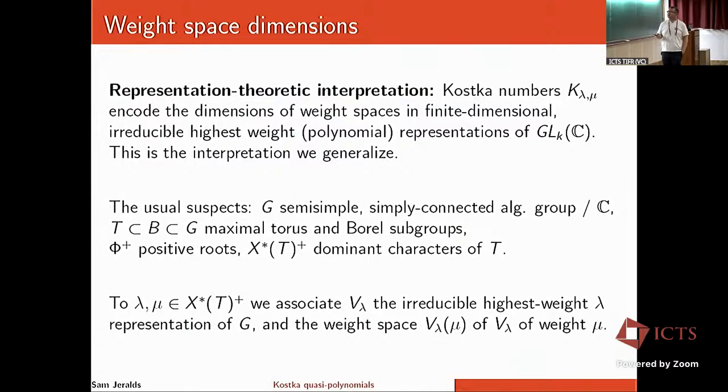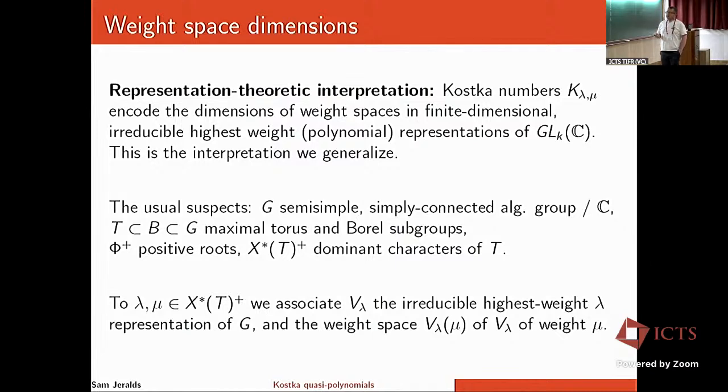I took the shortest route and just said, we have the usual suspects in talks like this. We'll fix a semi-simple group, and because I really prefer to work with Lie algebras and not have to think too hard about the representation theory, we can assume simply connected, but it's not particularly harmful if you forget that. And then we fix all of our favorite things. We fix a maximal torus and a Borel. This lets us do things like positive roots and dominant characters.